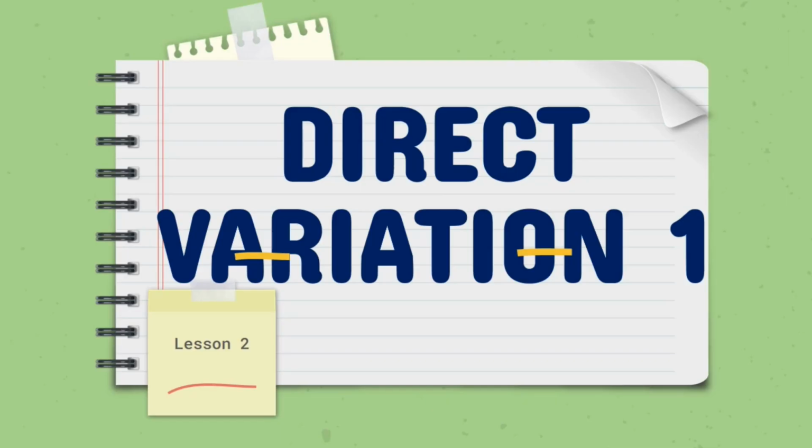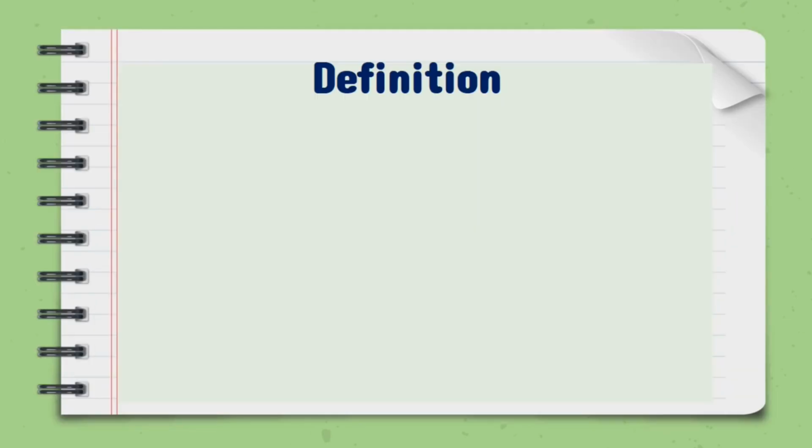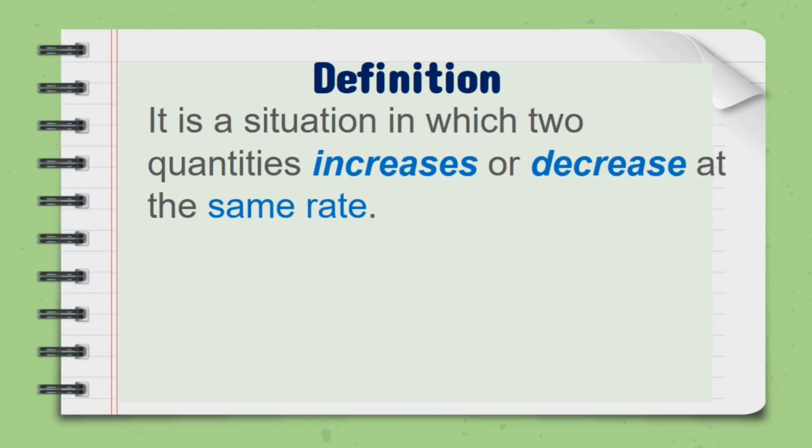We are continuing our discussion on variation, and we are looking at the first type of variation called direct variation, and this is part 1 of the lesson. To understand this lesson, make sure you watch the first lesson on variation in the previous video. Now, what is direct variation? It is a situation in which two quantities increase or decrease at the same rate.